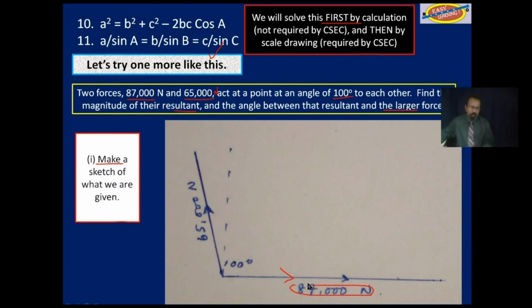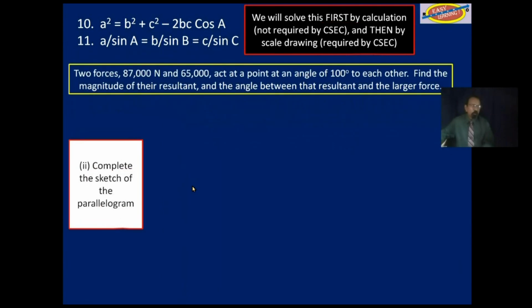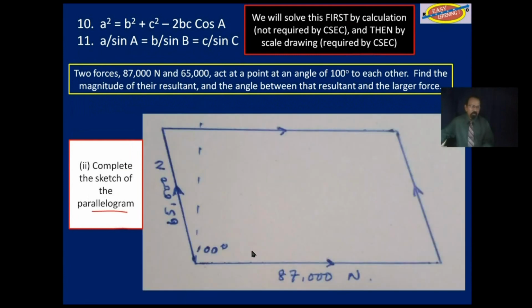We write it in there. This is a sketch. We estimate 100 degrees, and we draw the other force here, which is 65,000 newtons. We then complete the parallelogram, still a sketch, by drawing in that side and this side. We don't have to do it accurately, it's just a sketch.